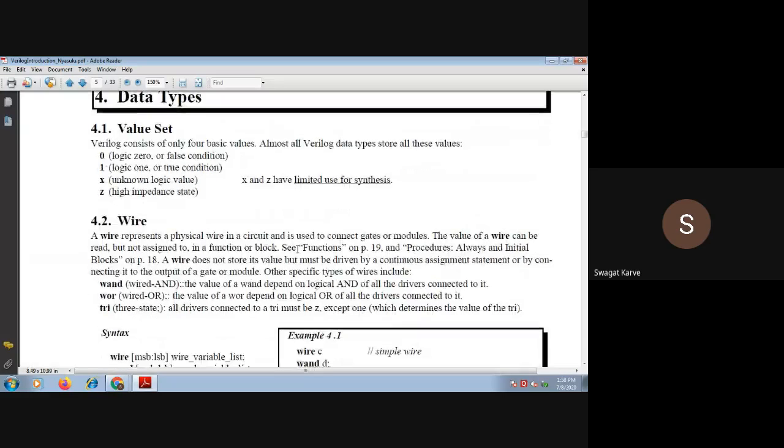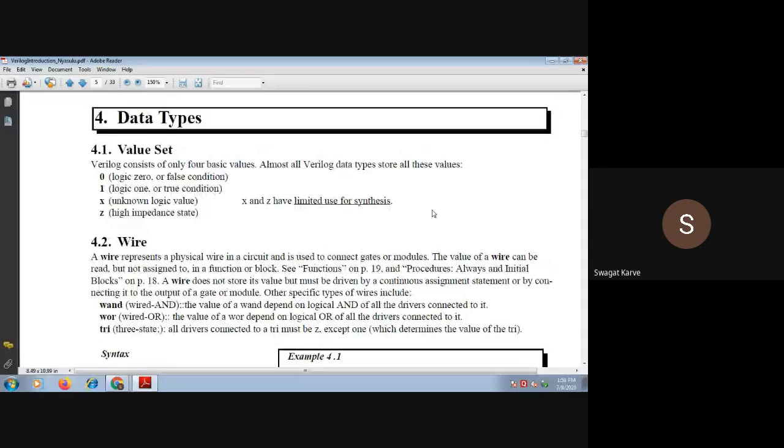Now, data types. Now come to the data types. We have studied the data types of VHDL also. Now we have to study the data types of Verilog. What are the different data types in Verilog? So, first type is a value set, right? 0 is nothing but logic 0, all false condition. 1 is nothing but logic 1. X is unknown logic value, and Z is high impedance. That means here we have only 4 valued logic, 0, 1, X and Z.